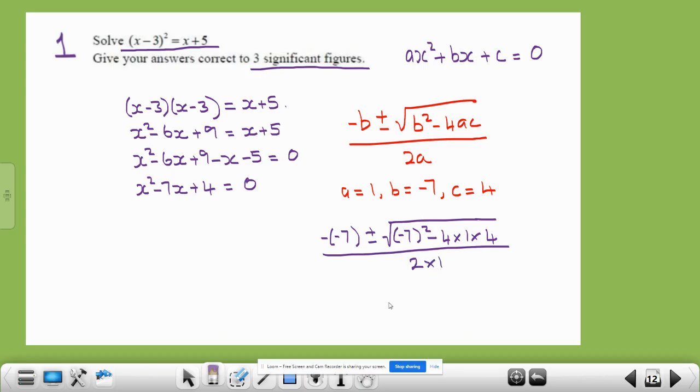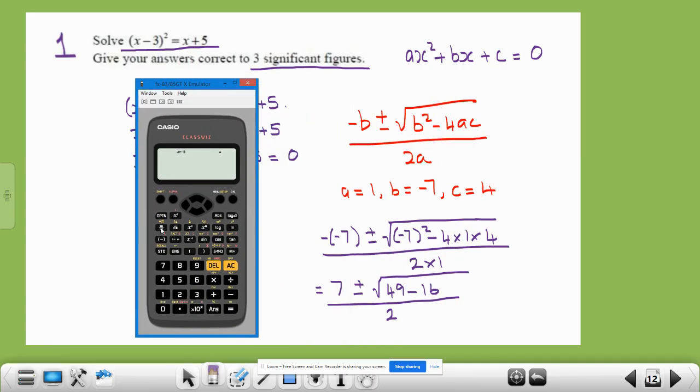Now that could go straight into your calculator, but what you might like to do is tidy it up a bit first to make it easier on you. Minus 7 is going to give us a positive 7. And then we've got plus or minus the square root of, well, minus 7 squared is going to give us 49. And then we've got 4 times 1 times 4, which is 16. So we're going to subtract 16. And all of that is over 2 times 1, which is, of course, 2. Now we're ready to put it into our calculator.